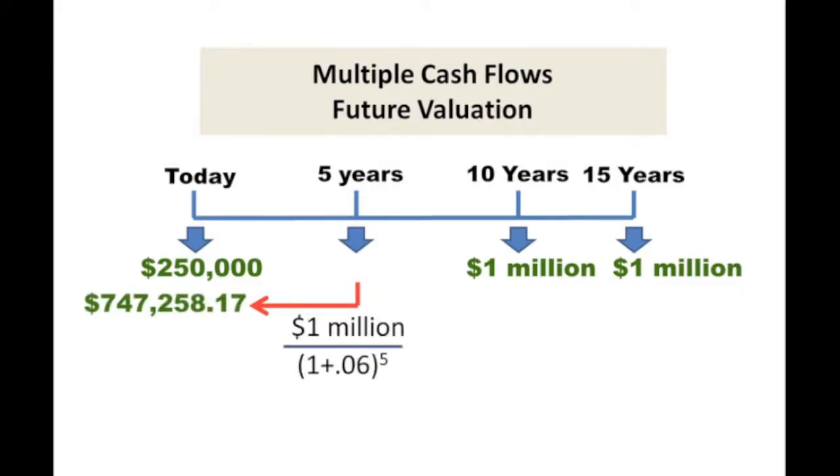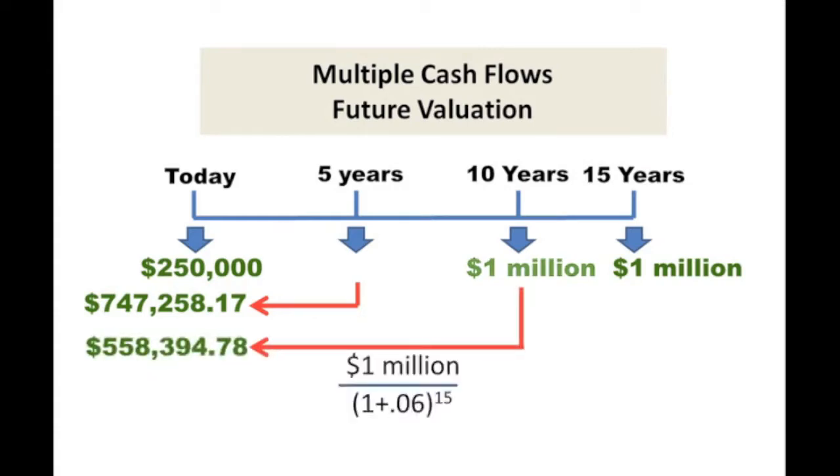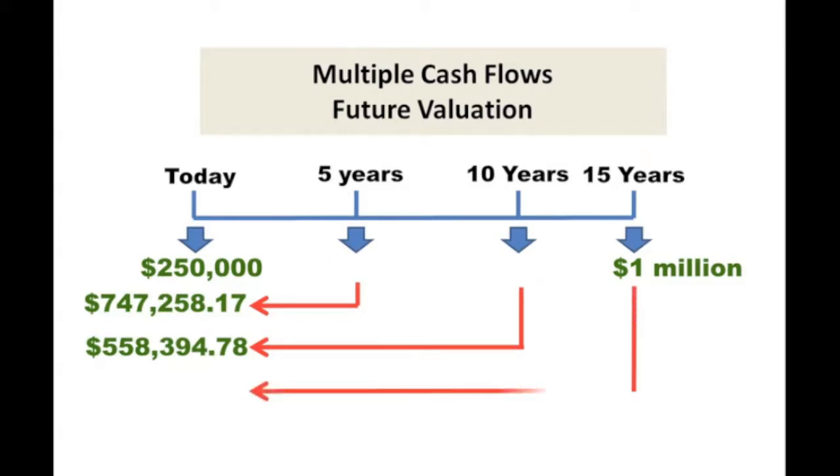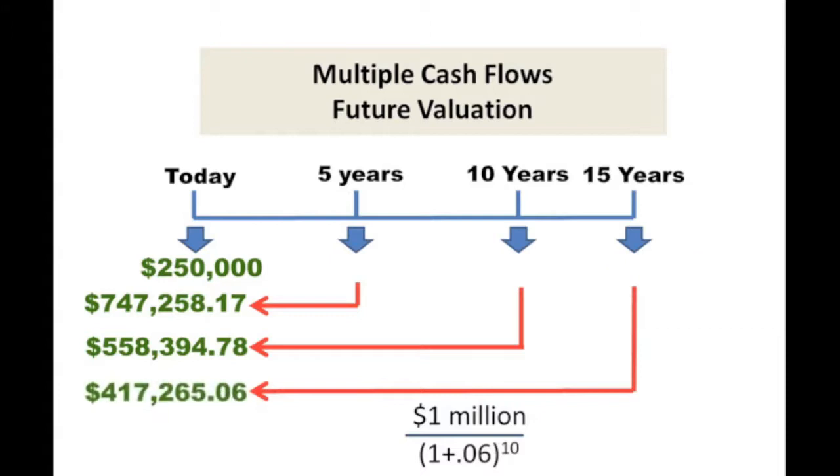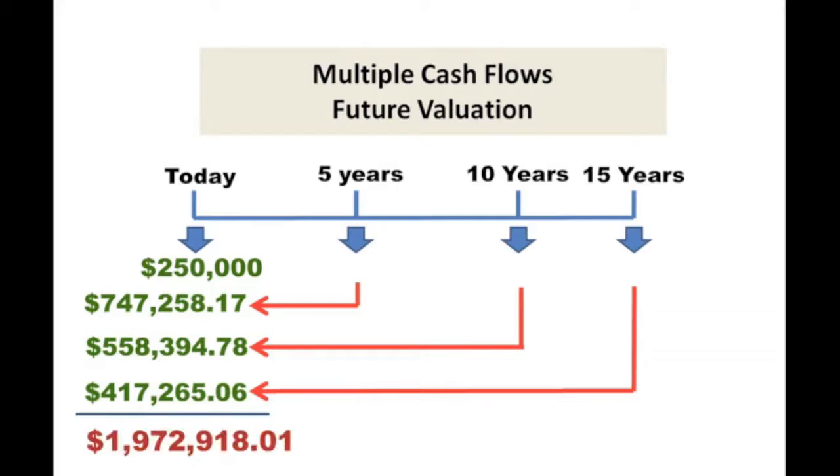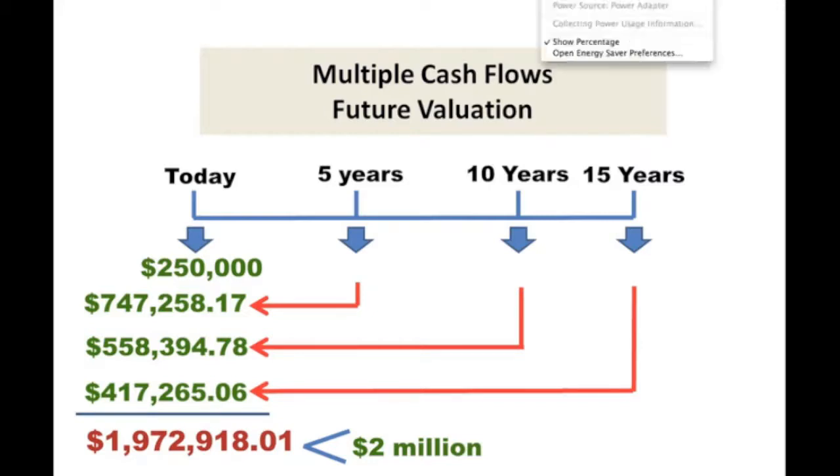After discounting the other 3 future millions, we can see that the million 5 years from now is worth $747,000 today, while the million 15 years from now is worth only $417,000. And the total of $1.97 million is less than $2 million, and therefore you should take the lump sum.